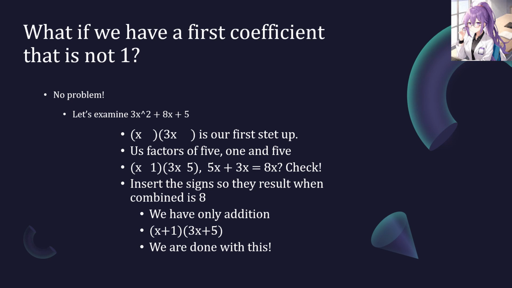Now that we've put them in, we still haven't finished our problem. We need to make sure that when we multiply things out, we get the signs that are in the problem. In this case, all the signs are positive, so all we need to do is insert 2 plus signs. And we have solved this problem. Doesn't that make you feel good?